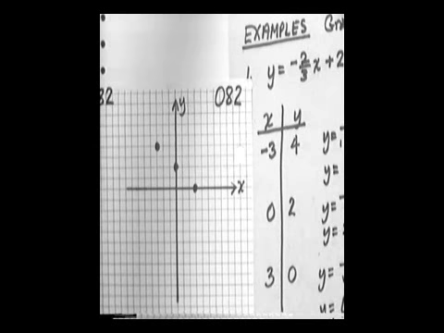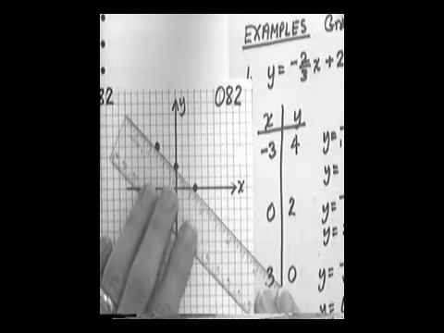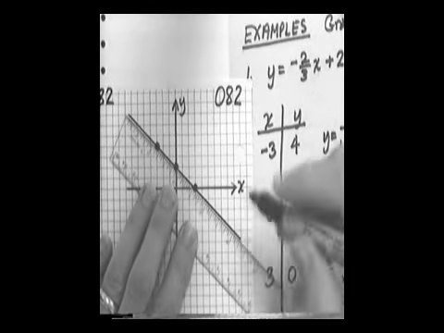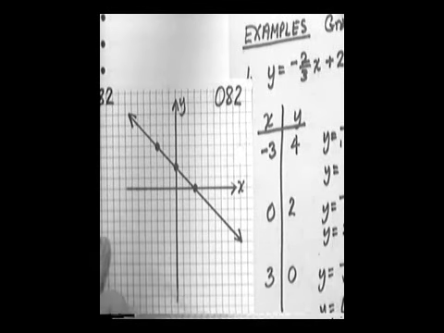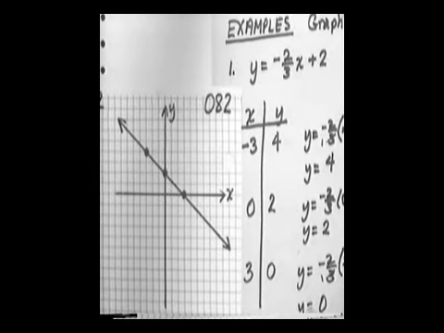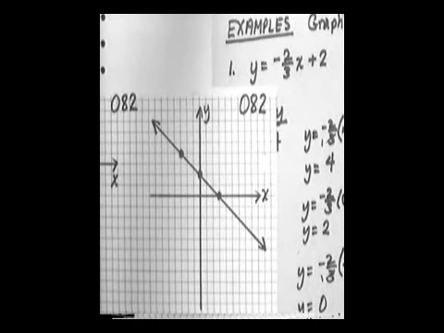Do the 3 points line up? Well, my ruler will tell the tale. Yes, they do. And so I can draw the line all the way across the picture, arrow points on each end to indicate that the line does not stop when the picture stops. The line goes on forever. And so here's the graph of y equals negative 2/3 x plus 2.